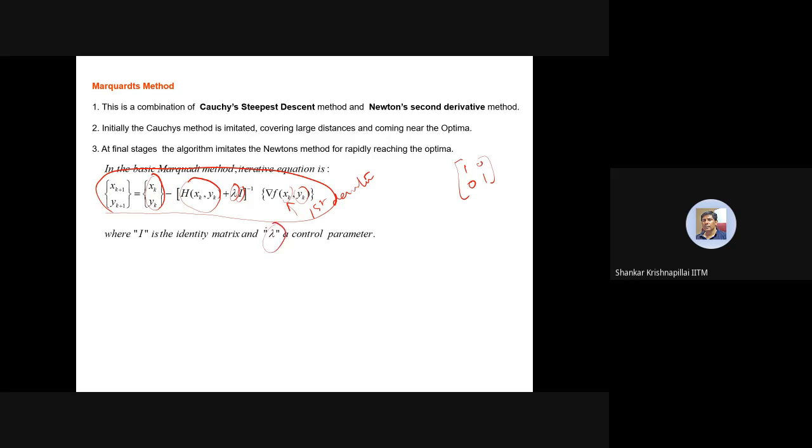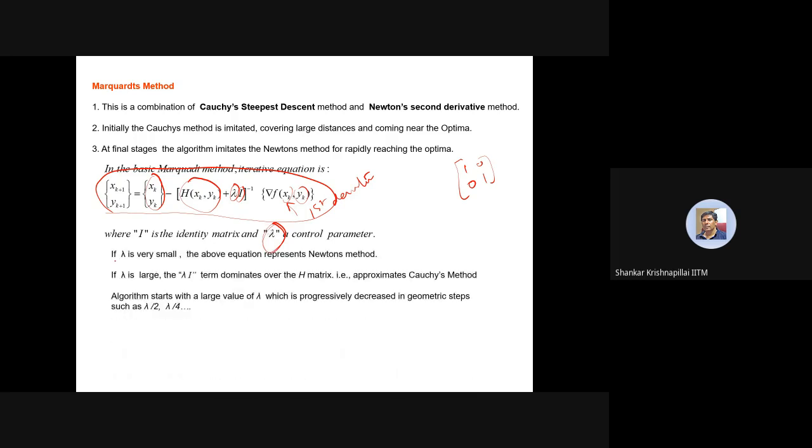Here lambda is a control parameter which is decided by the user. By changing the value of lambda, we can imitate Cauchy's method or Newton's method. So let us see how it is done. If lambda is very small, then the above equation represents Newton's method. If lambda is very small, this term will vanish, so you have the inverse of H multiplied by del f, and as we saw just now, the equation will represent Newton's method.